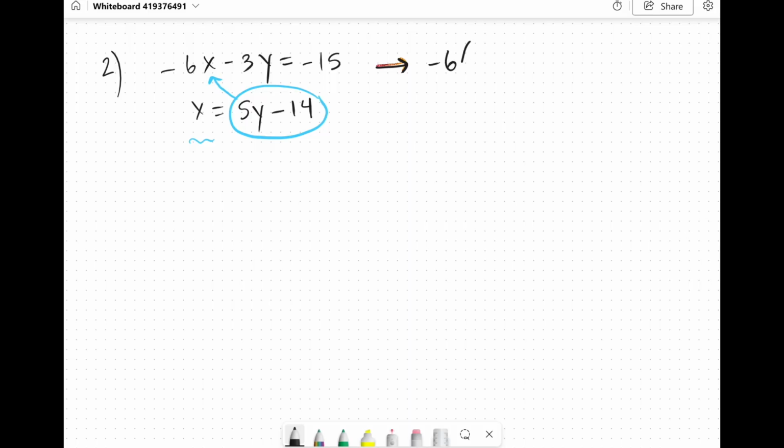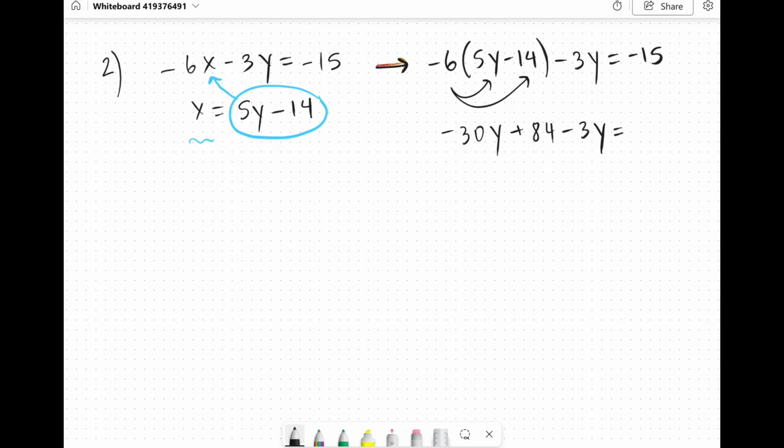Negative 6 times 5y minus 14, because that used to be negative 6x, but x becomes 5y minus 14. The rest of the equation stays the same. Let's solve this. I will start by distributing the negative 6. Now we'll go ahead and combine the two like terms that are on the same side. Negative 30 with the y and negative 3 with the y. That's negative 33 with the y.